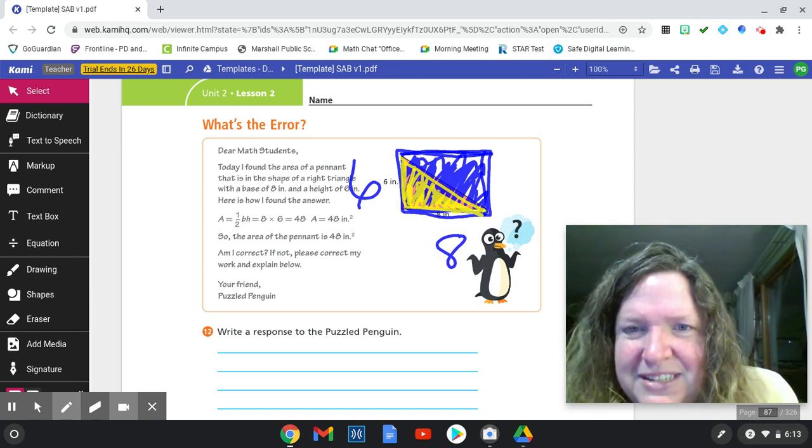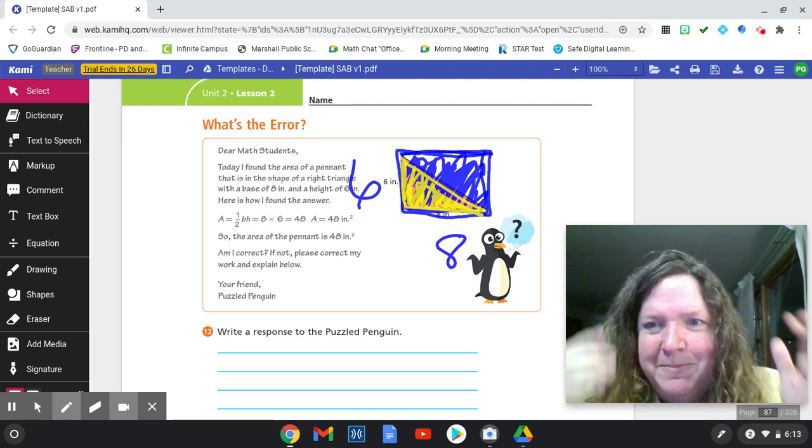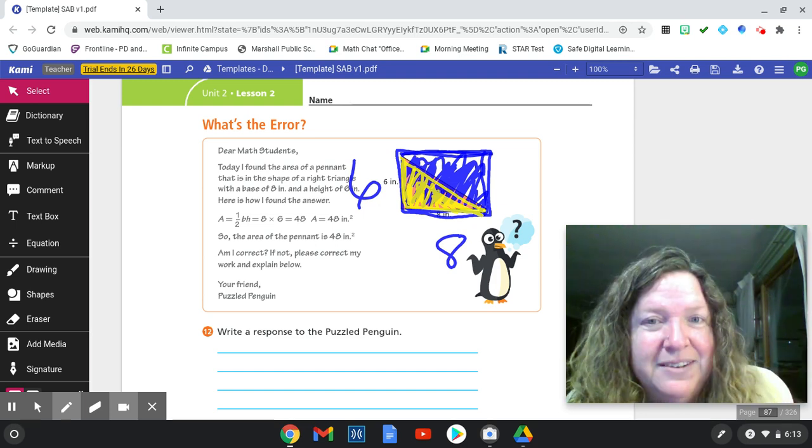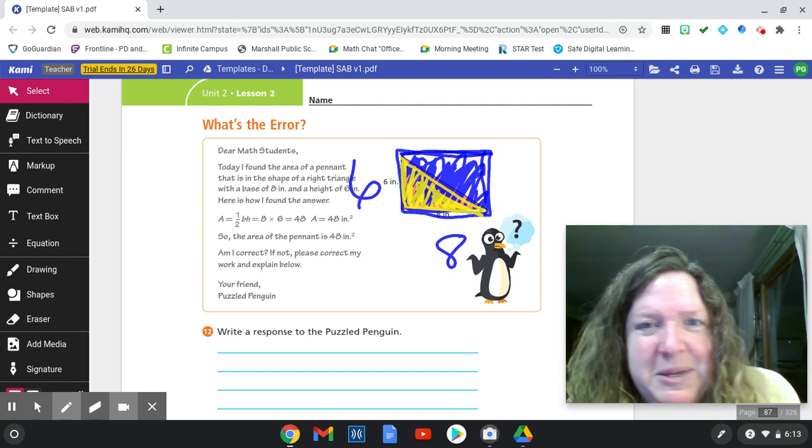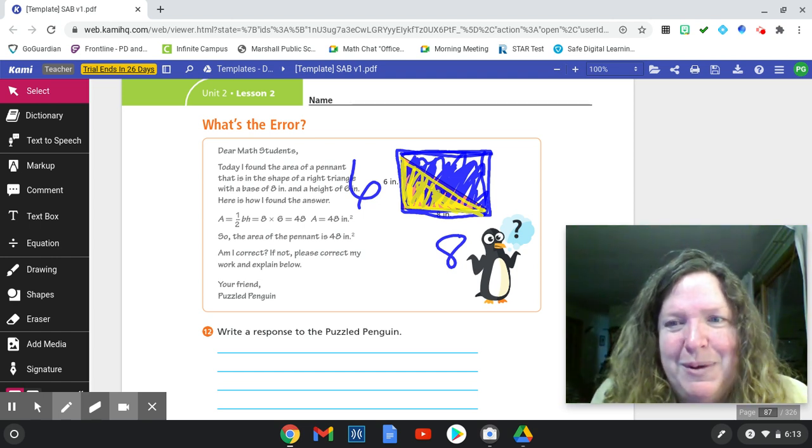So when you write your response, you're going to write something like, Puzzle Penguin got started right, but he forgot he needed to cut it in half because he only wanted half of the rectangle.